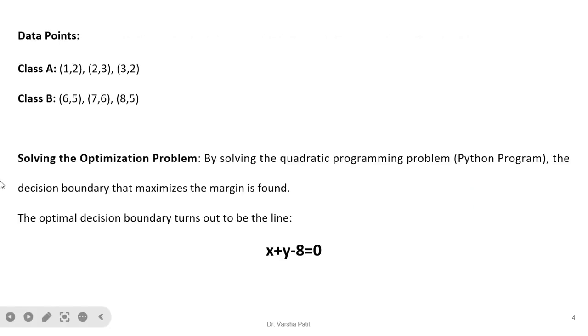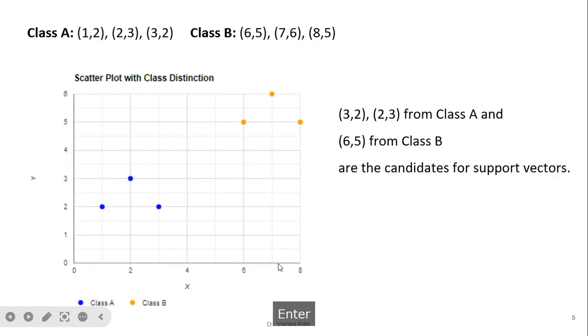Now we will see a simple example. 6 points are given, 3 points belong to class A and the remaining 3 points belong to class B. We tried Python programming on this data set, solving the quadratic programming problem using Python. The decision boundary that maximizes the margin is found. The optimal decision boundary turns out to be the line x plus y minus 8 equal to 0.